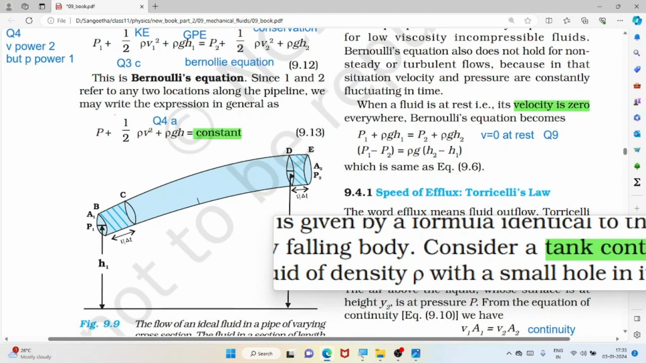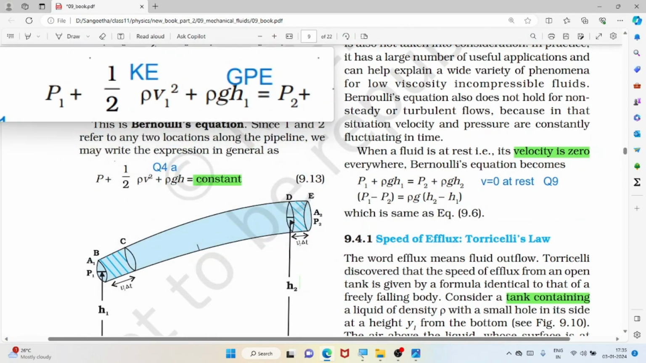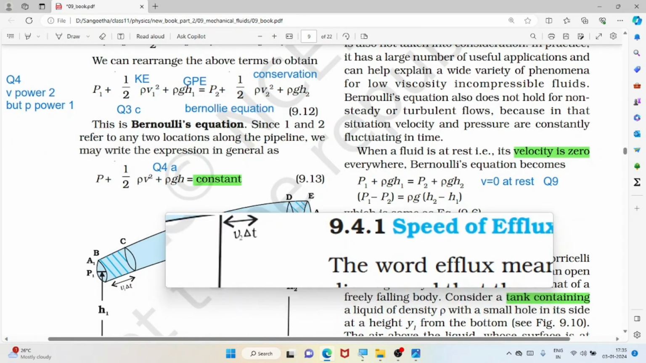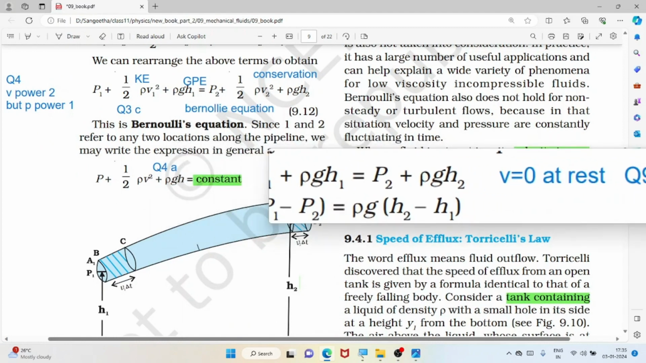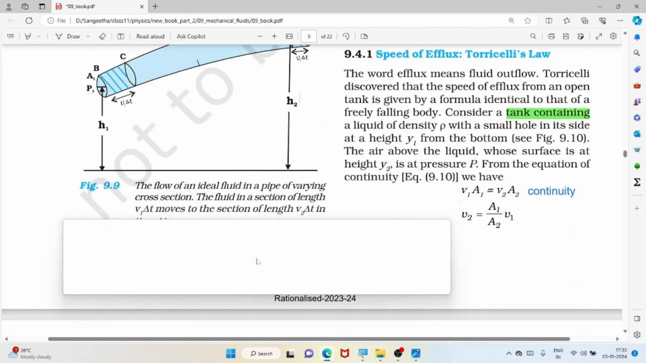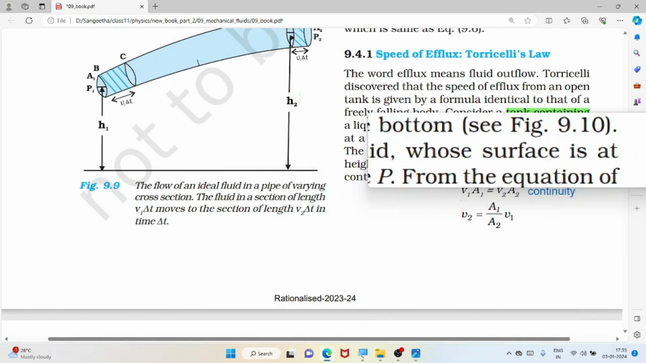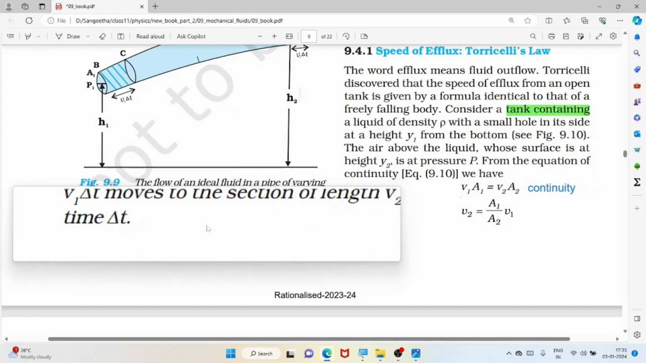When velocity is zero, that is at rest, this kinetic energy term will become zero. So we will have only pressure plus potential energy equal to this. V at rest. Continuity.